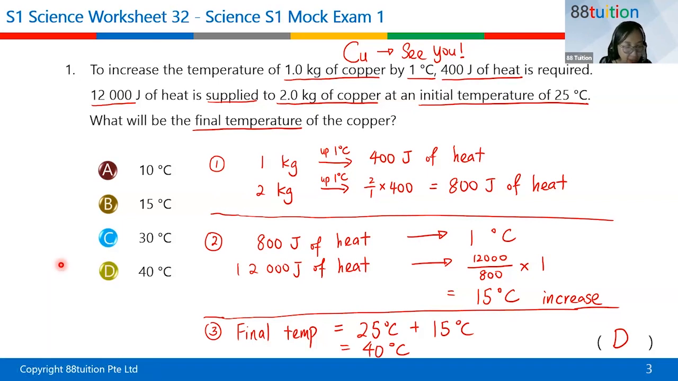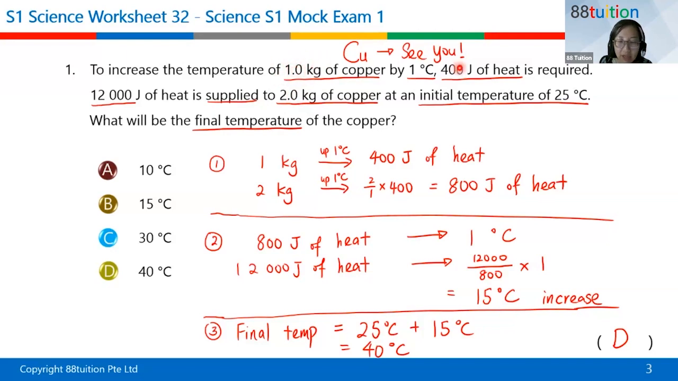So always remember, you will check the mass of the material. If they give you 1 kg and then the question is changed now to 2 kg, you need to make sure it's the same mass. Change it to the same mass. All right, so change 1 kg to 2 kg.